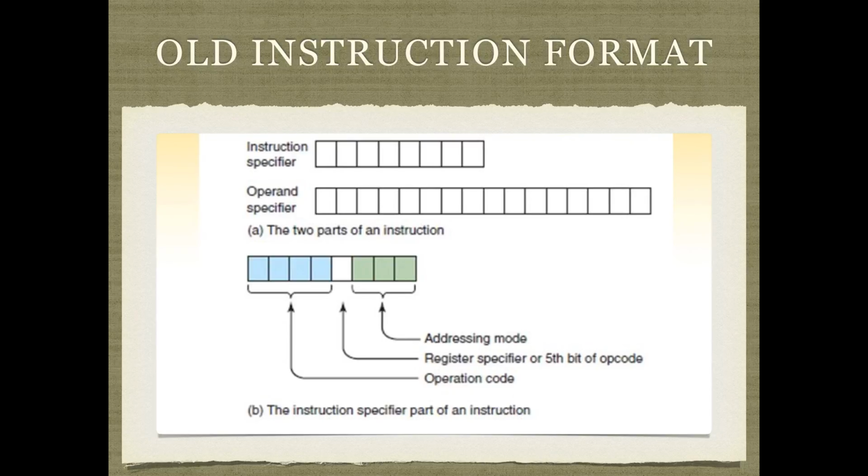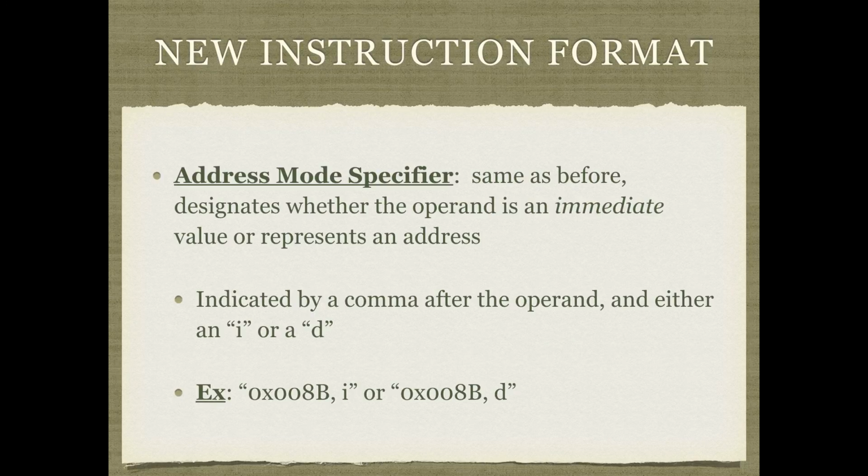So in order to designate that difference, we add a little suffix to our data operand. If you want immediate addressing, which means that the number 139 is an actual number to use immediately, you add a little I to the end of your operand. And if it's direct addressing, which means that the value 139 is an address to go to memory to get data, then you add a little D after your operand.